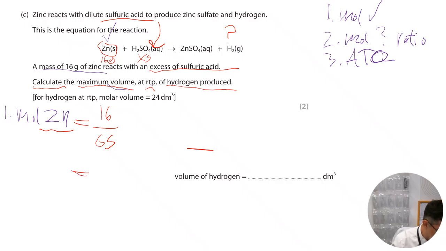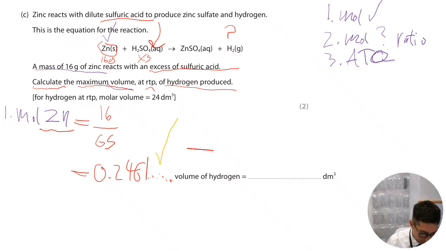So 16 over 65 equals 0.2461. This question hasn't asked about sig figs, so I'm just going to use the full number in the calculator. I'm just going to write down at least 4 sig figs and then write ... to show that I'm writing all of the numbers. So there's my moles of zinc. I'm sure I would have got 1 mark for doing that.